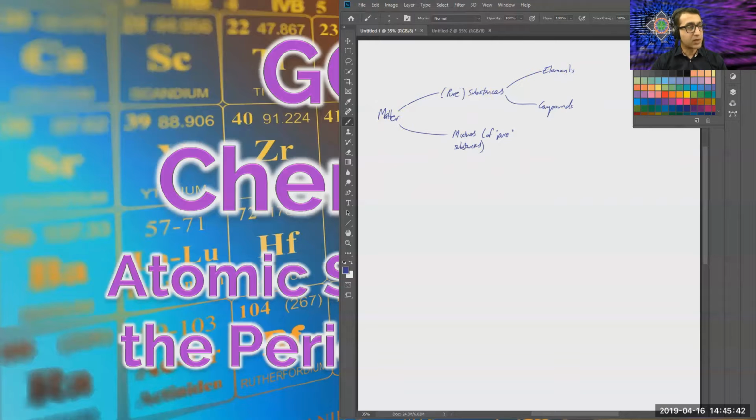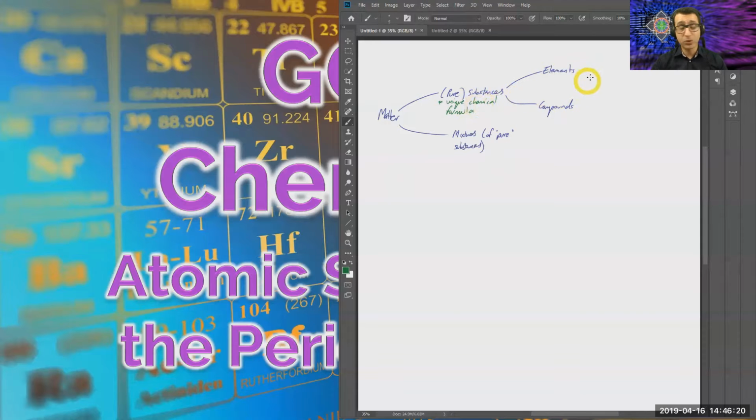So I'm going to use a slightly different color here to illustrate the next point. Let's just pick a nice green here. Okay, so the other thing about pure substances versus mixtures of pure substances is that pure substances can be described in terms of having a unique chemical formula. Pure substances, elements, compounds, they have unique chemical formulae, expressions that describe the composition of those substances in terms of which atoms those substances are made of.